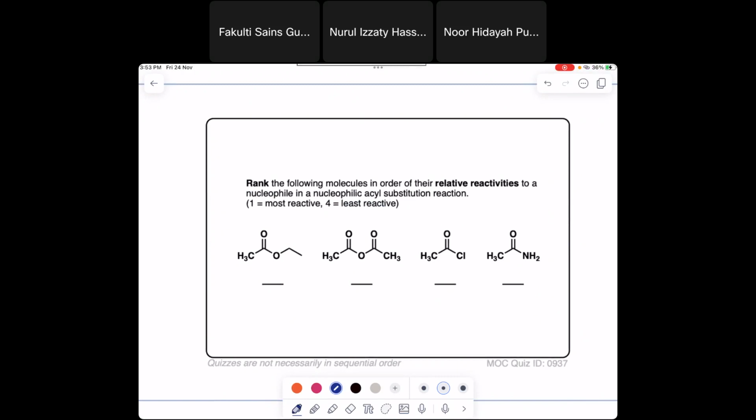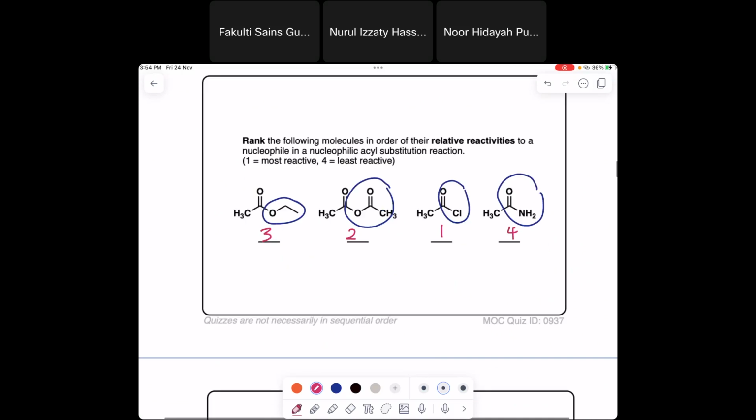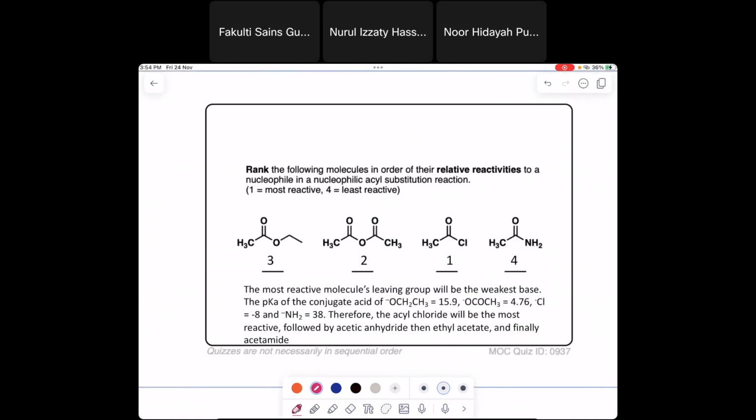Kalau kita tengok kat sini, okay, we have ester, anhydride, acyl chloride and imide. Kita mula-mula yang basic-basic dulu kan. So the most reactive, of course, your acid chloride, and then goes to your anhydride and your ester and your imide. Okay, you have the explanation here lah kan. You boleh kata the most reactive molecule's leaving group will be the weakest base. So pKa yang keluar daripada ester ni, sebab yang ni weakest base lah, which is chloride kan. As I mentioned, -8. So yang ni about 15.9.